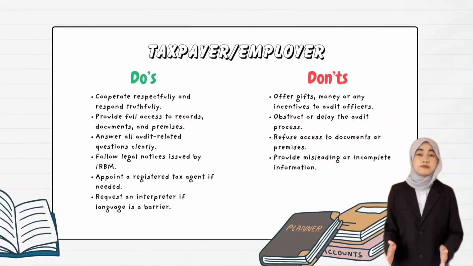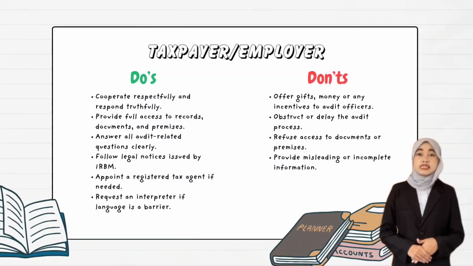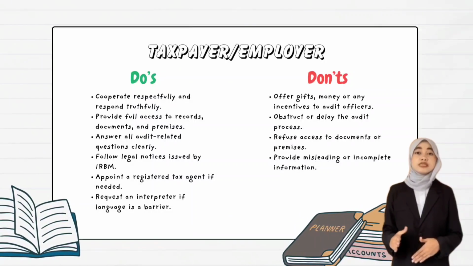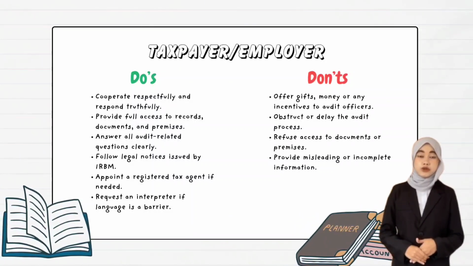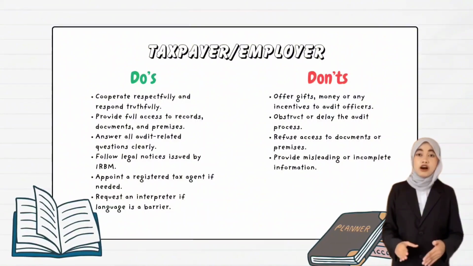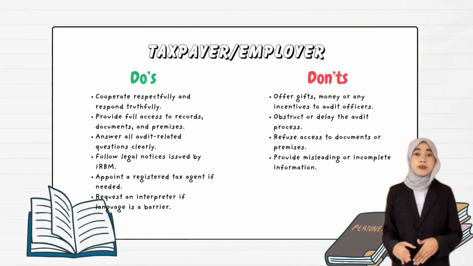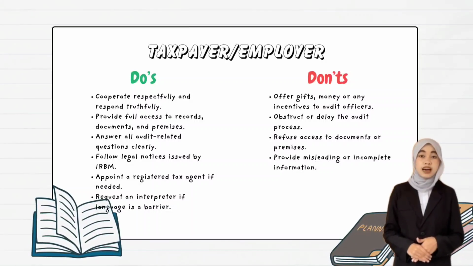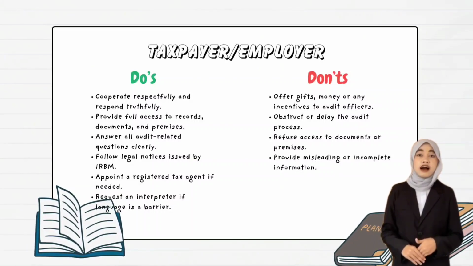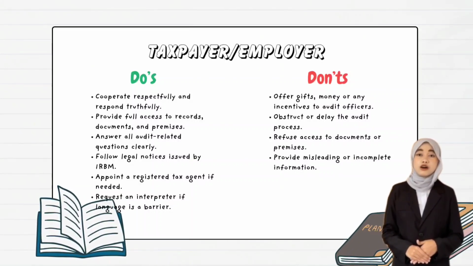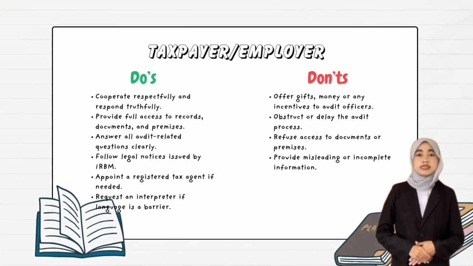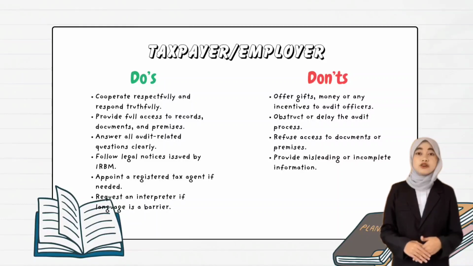Taxpayers or employers must cooperate during audits. This includes providing access to business records, allowing the officers to inspect and copy documents, and also responding truthfully to the questions. They also must comply with legal notices under the Income Tax Act. However, they are not allowed to offer gifts, make payments to the officers, or block the audit process. These actions are considered offenses.